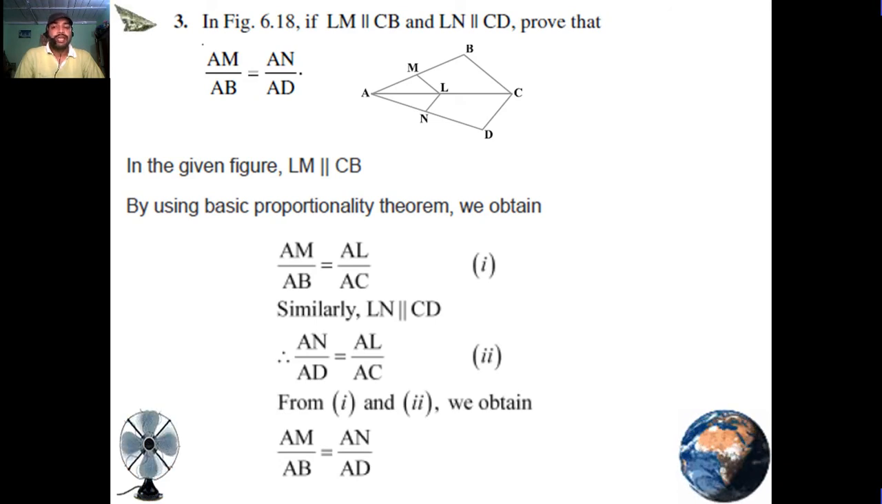Equation number 1. Similarly, LN is parallel to DC. So AN upon AD is equal to AL upon AC. Equation number 2. From first and second, we obtain AM upon AB is equal to AN upon AD.